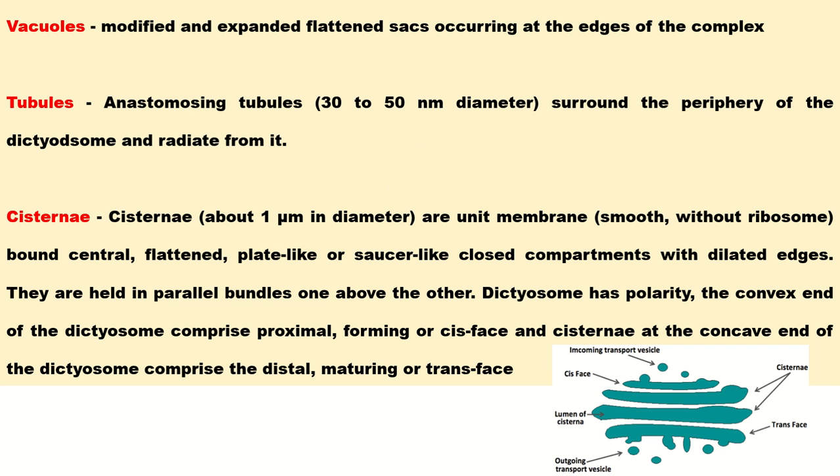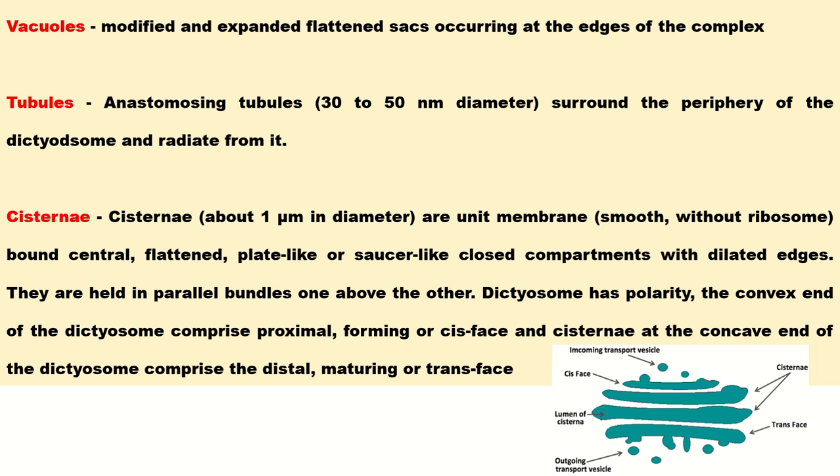Now let's talk about the components that make up the Golgi apparatus. Let's start with vacuoles. The vacuoles are modified and expanded flattened sacs occurring at the edges of the complex. So they are normally found at the peripheral part of the complex.